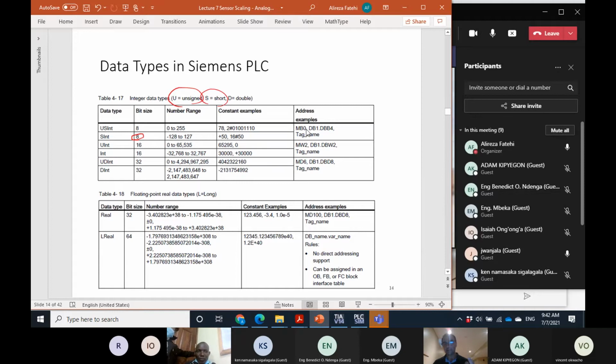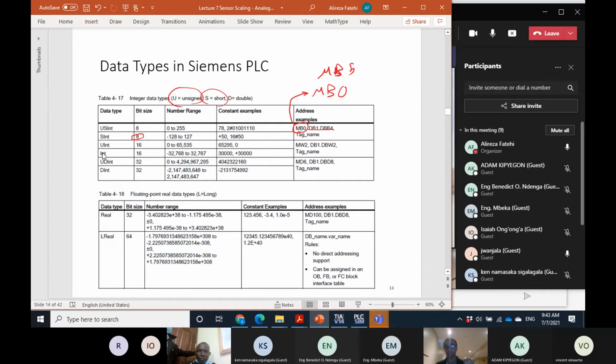As an example, just forget this one. This is something that we have not studied. MB byte number 0, for example, or MB byte number 5, for example. And it could be signed or unsigned.